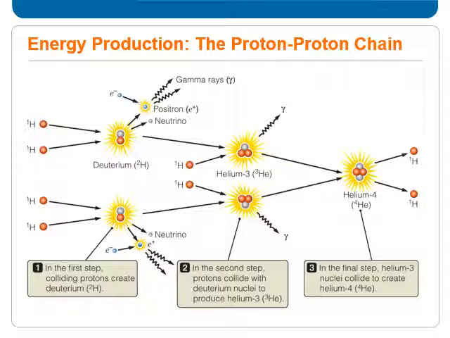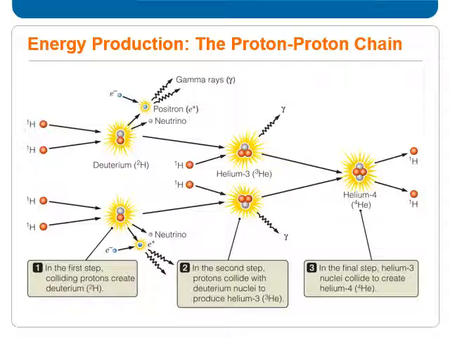The total mass of the original four protons is 1.007 times greater than the mass of the helium nucleus. In Einstein's theory of relativity, energy and mass are equivalent to one another. The relationship between them is given in the famous equation E equals mc squared. Here, E is a quantity of energy, m is an amount of mass, and c is the speed of light. Because c is a very large number and c squared is an extremely large number, a small amount of mass is equivalent to a large amount of energy.